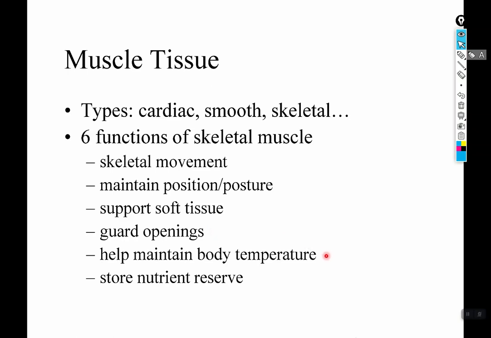Skeletal muscle also helps maintain body temperature. This one is related to shivering, the rapid contraction and relaxation of muscle tissue in response to cold, which just generates heat by friction. And then finally, a stored nutrient reserve. There is glycogen stored in our skeletal muscles, and worst case scenario, we can begin to break down our muscle tissue to use it for fuel, but that's the bottom of the priority list. Your body will run through all the other fuel it has available first before it turns to muscle tissue.